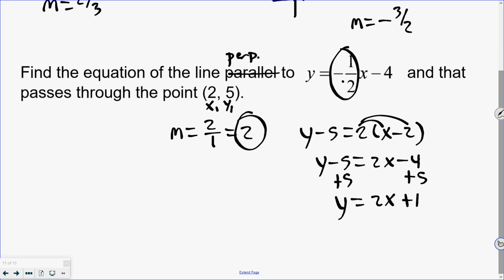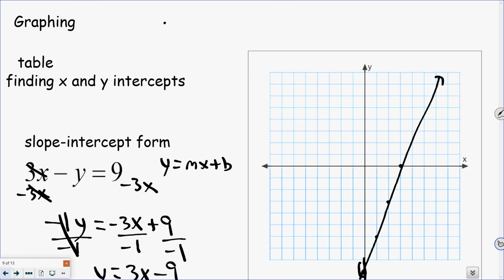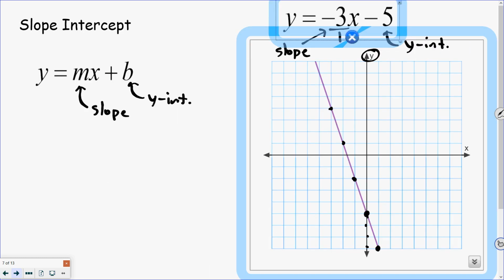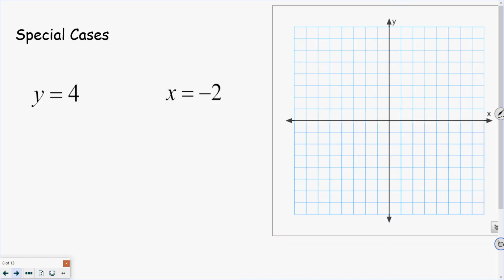Oh, hey, I'm sorry. There's one thing I forgot about. I told you we're going to come back to it. I never did. Sorry. One last thing. Let's look at these special cases. When you have lines that are either vertical or horizontal, the equations look a little bit different.